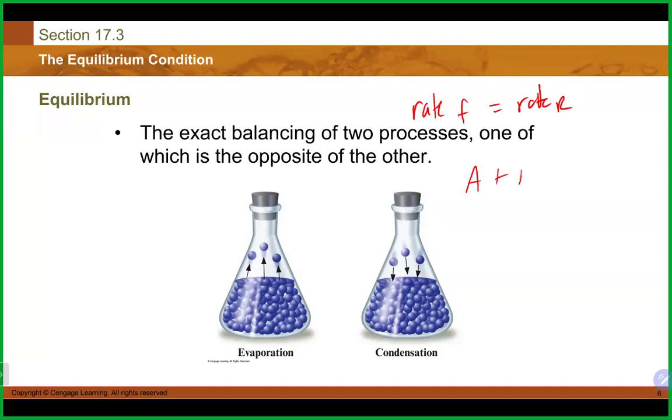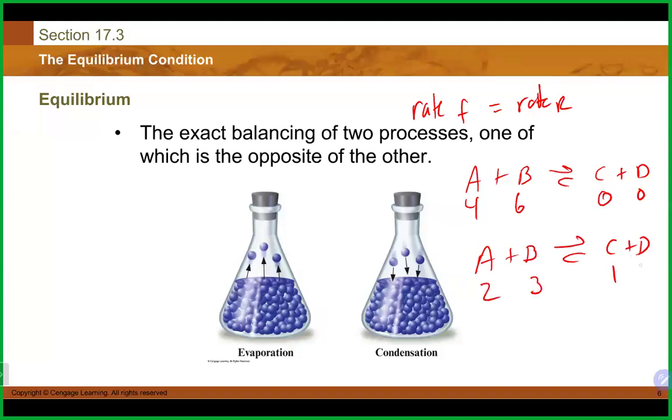So when we look at a reaction like this, maybe at the beginning you start with 4 and 6 and none of these guys. When it reaches equilibrium, maybe you have 2, 3, 1, 4. And when it reaches equilibrium, because the rates are equal to each other, it's basically going to maintain those amounts, essentially the same concentrations on each side. Any questions on that there? All right.